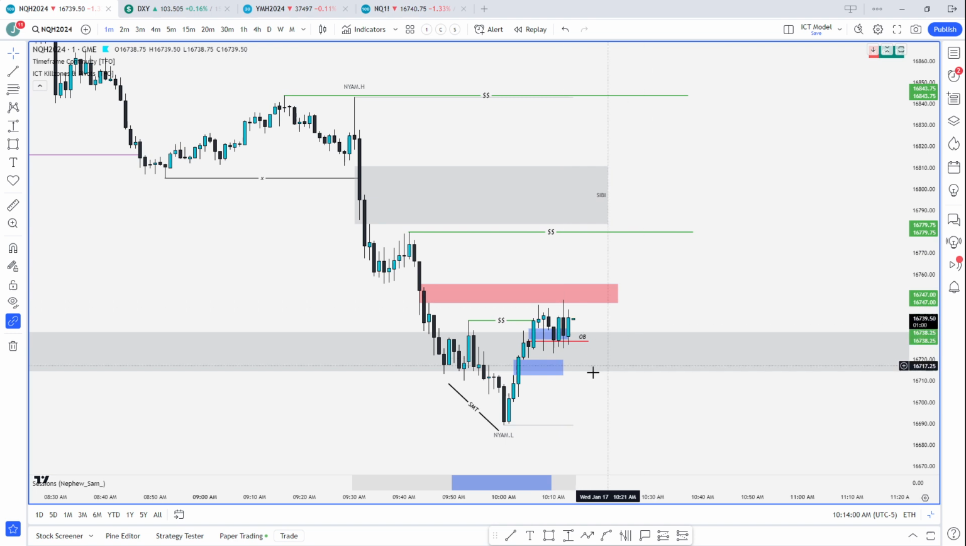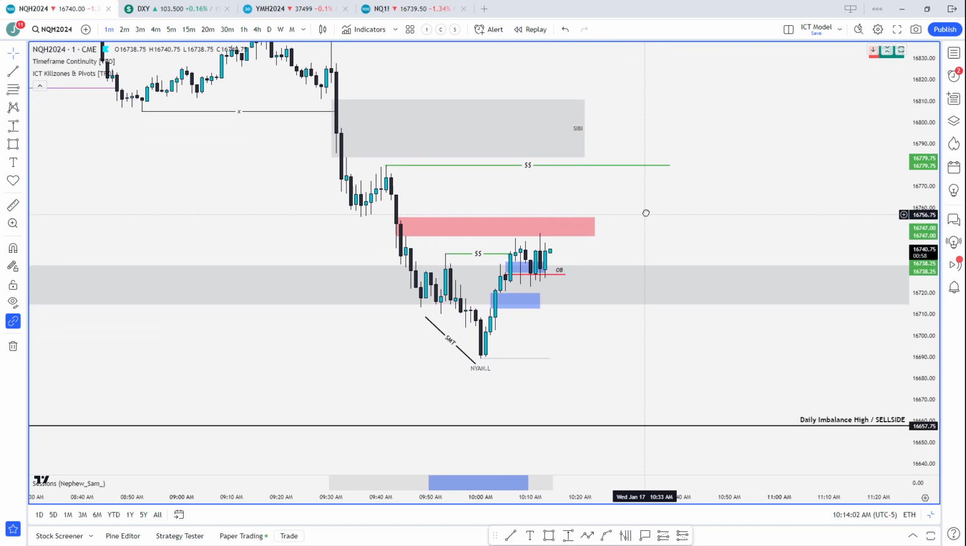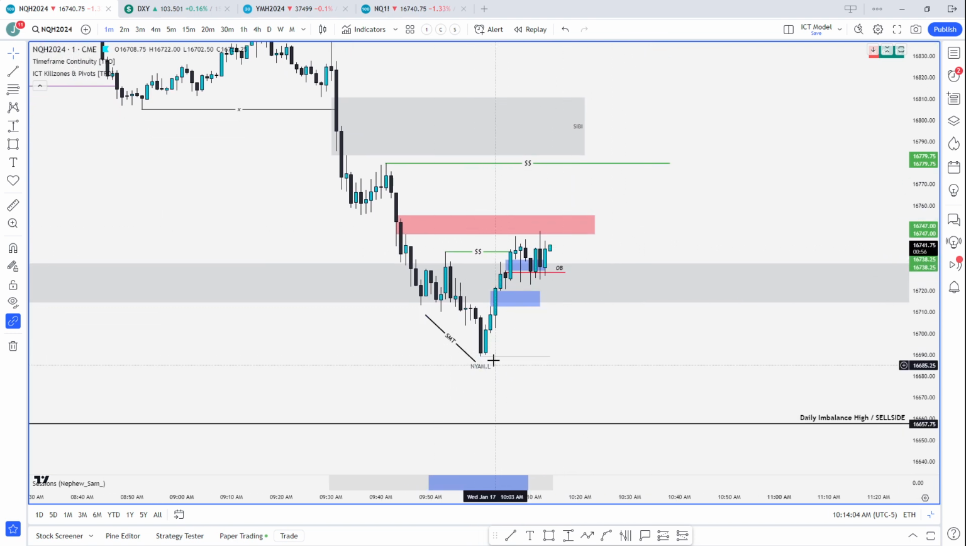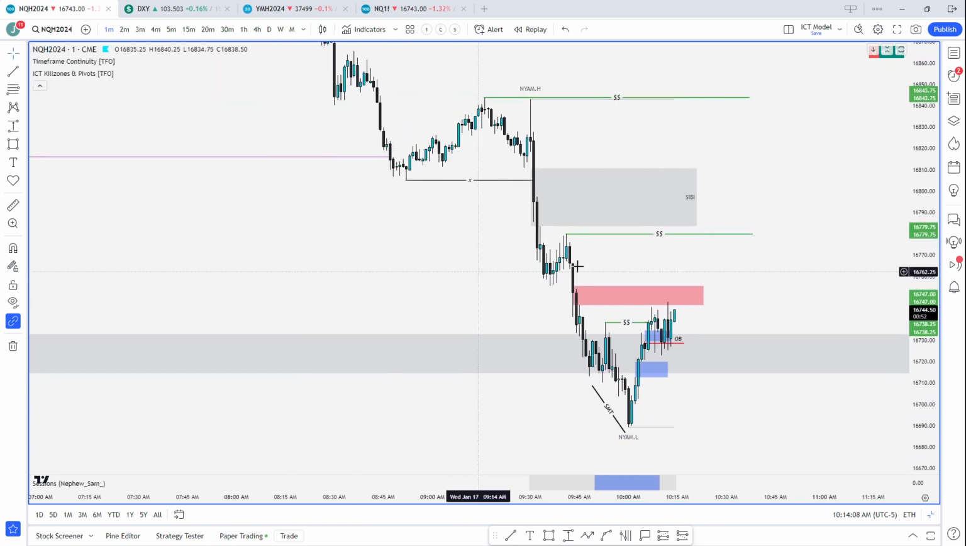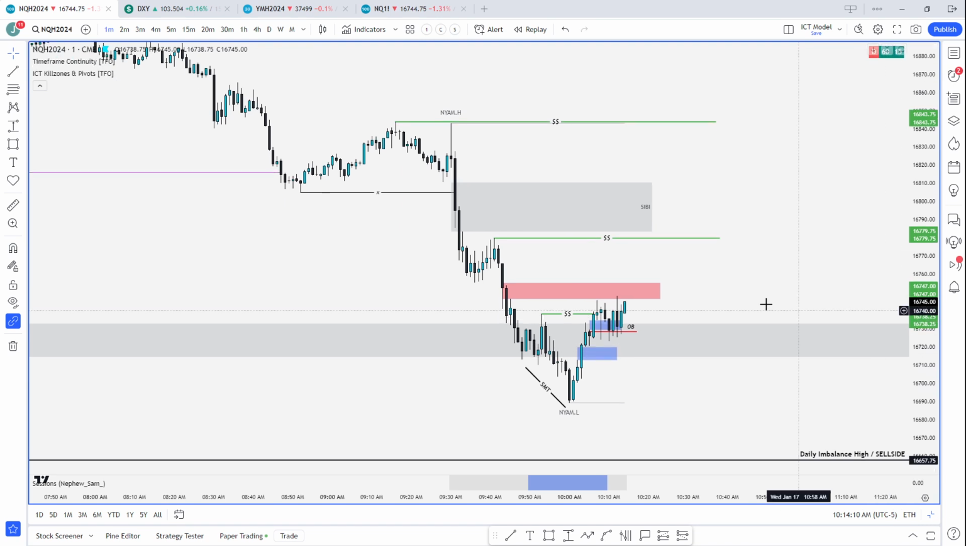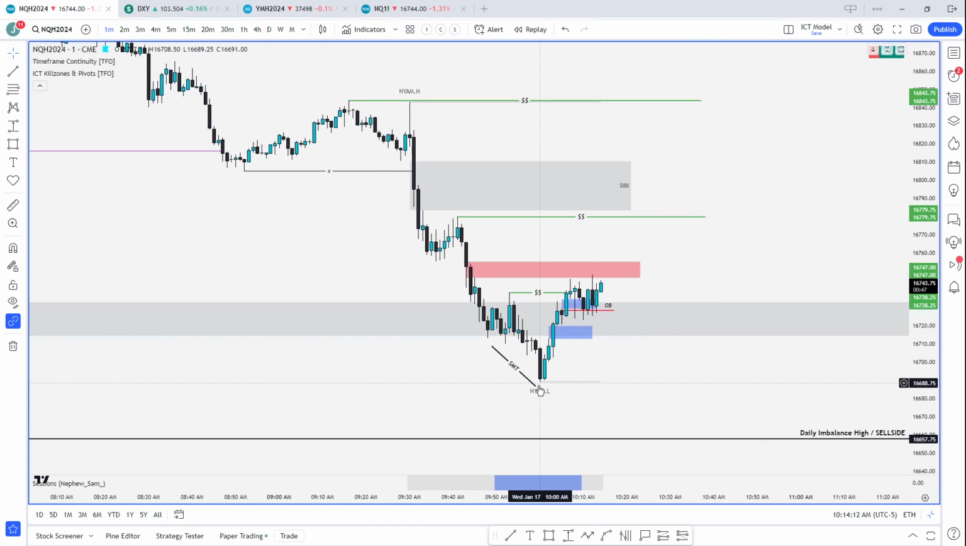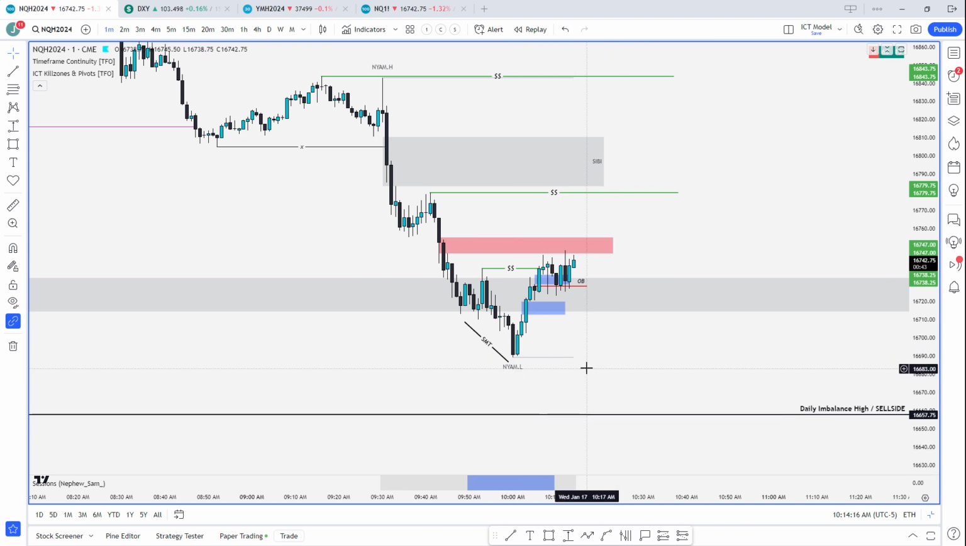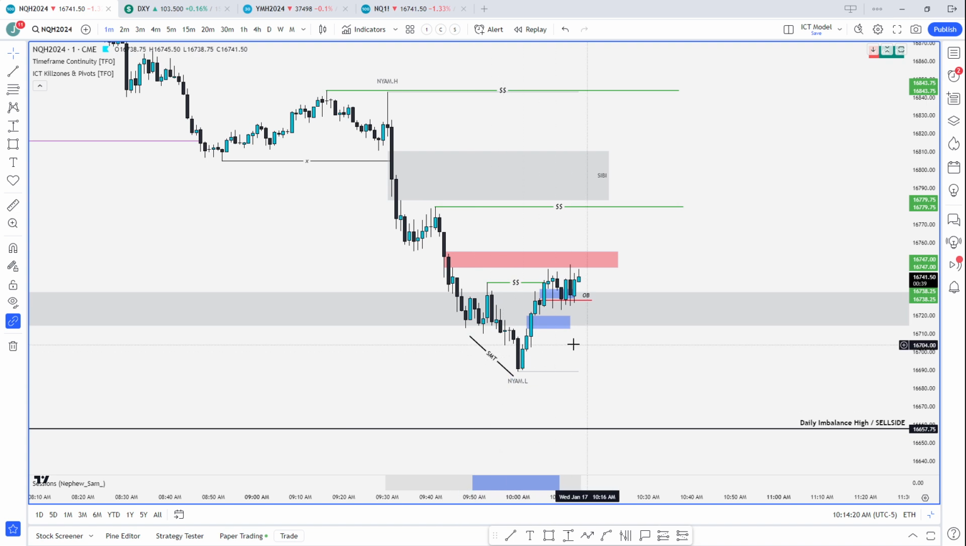Yeah, I don't really know what we're gonna do for silver bullet hour. Obviously, I don't like this low being put in at 10 a.m. I mean, you can see reversals at 10 a.m., but preferably it's not a true day low of the session. So I'm not going to be trading silver bullet.